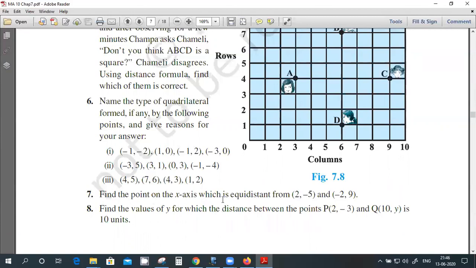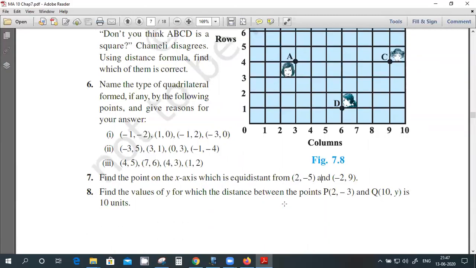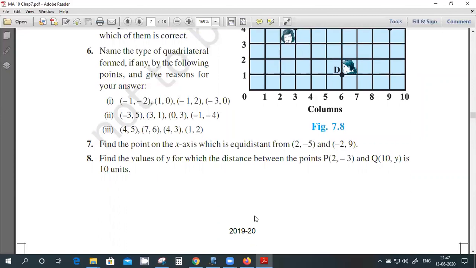The point on the x-axis is very simple. A point on the x-axis is x comma 0. You have to find the distance of x comma 0 from the points 2 comma minus 5 and similar points. Similarly, we did an example earlier, but it was on the y-axis. This one is on the x-axis.